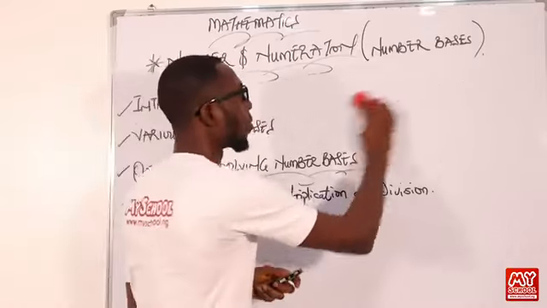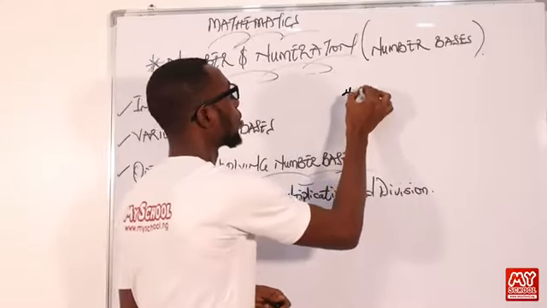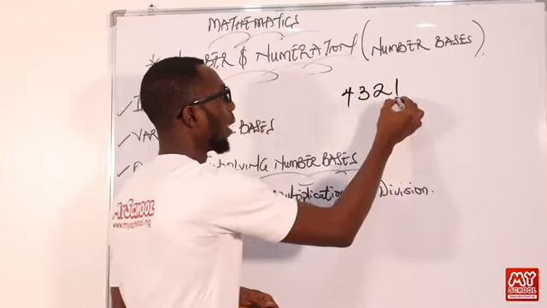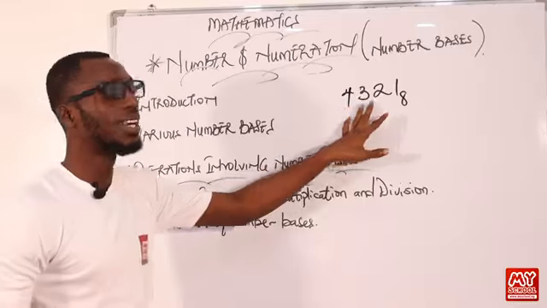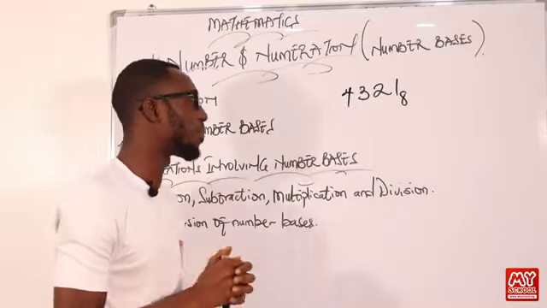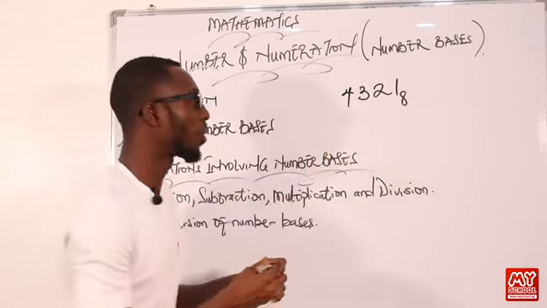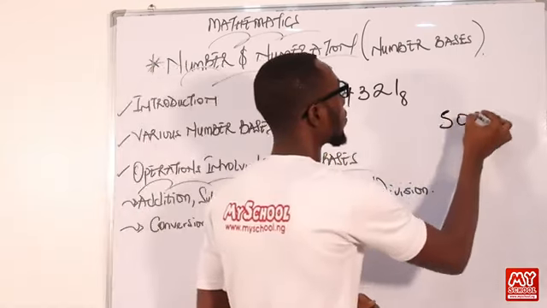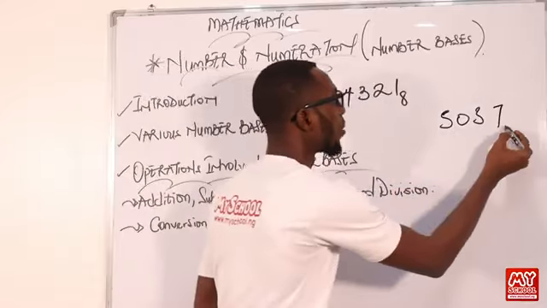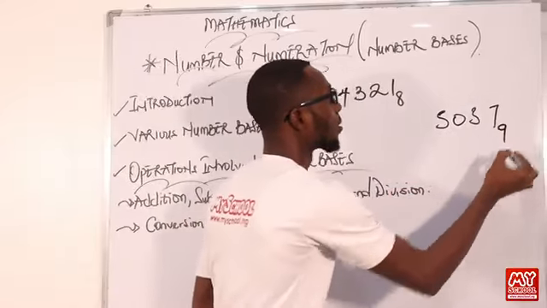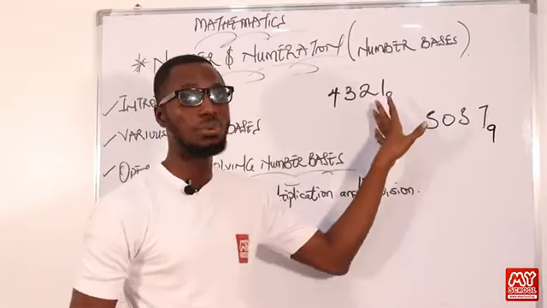I can have this as well. In number base, this is how we read it, if I have this compilation: not four thousand three hundred and twenty-one. We don't need to do that in number bases. We just say 4321 base 8. Or we can have this: 5037, whatever base I want to use. Let me say base 9. So you can see all of this being put together.